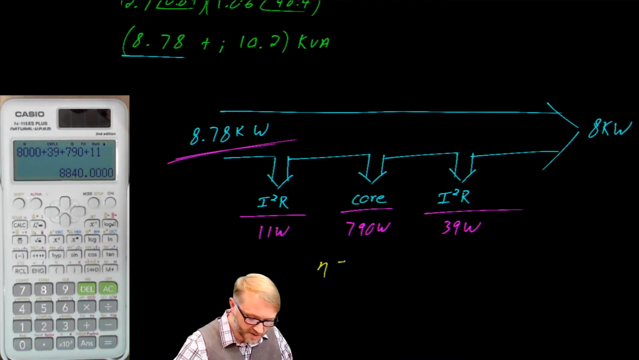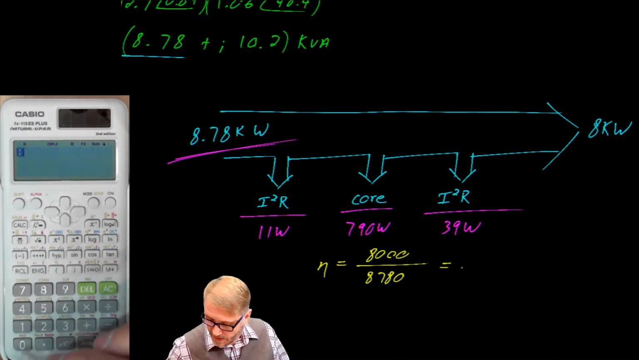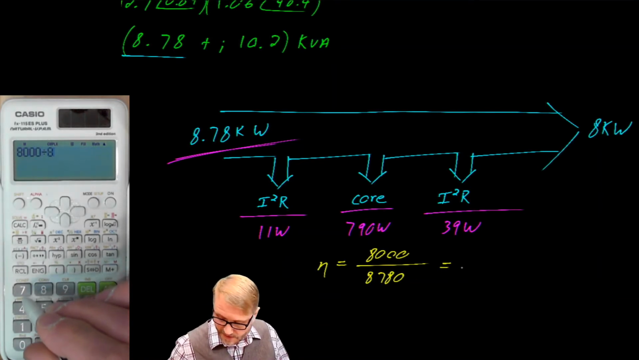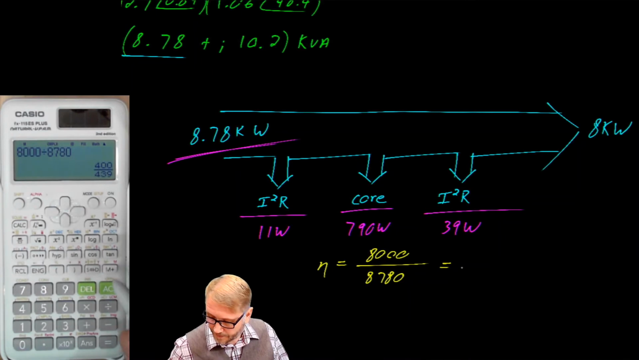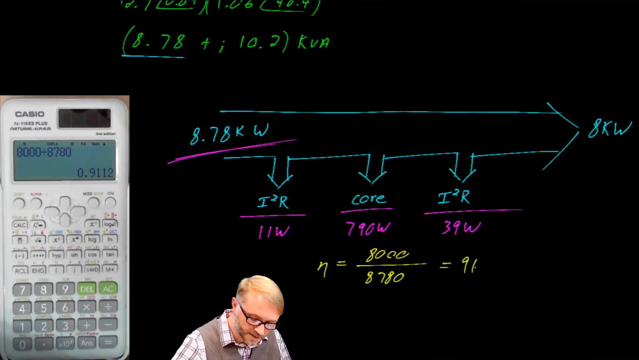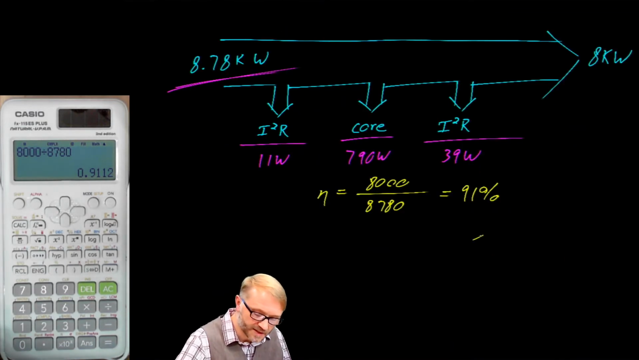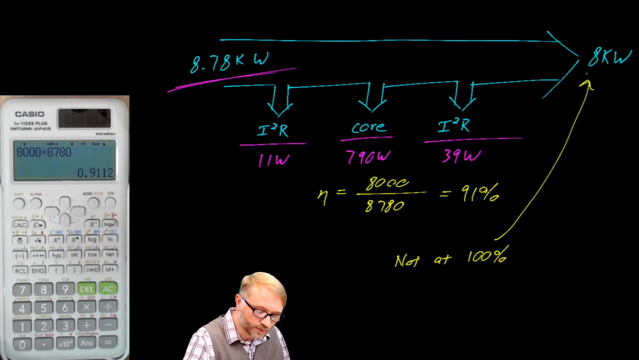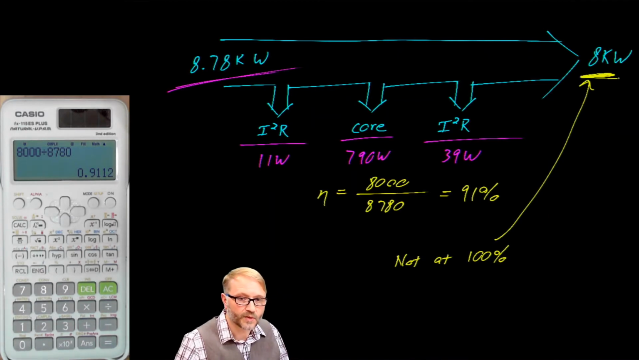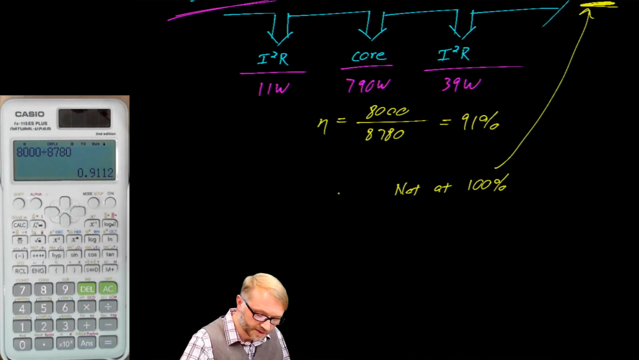The efficiency of this transformer is 8,000 divided by 8780. It's about 91%. As a side note, this transformer is not operating at 100% power, which means if we were to increase the load slightly, we could expect the efficiency to come up a little bit. The thinking goes something like this.